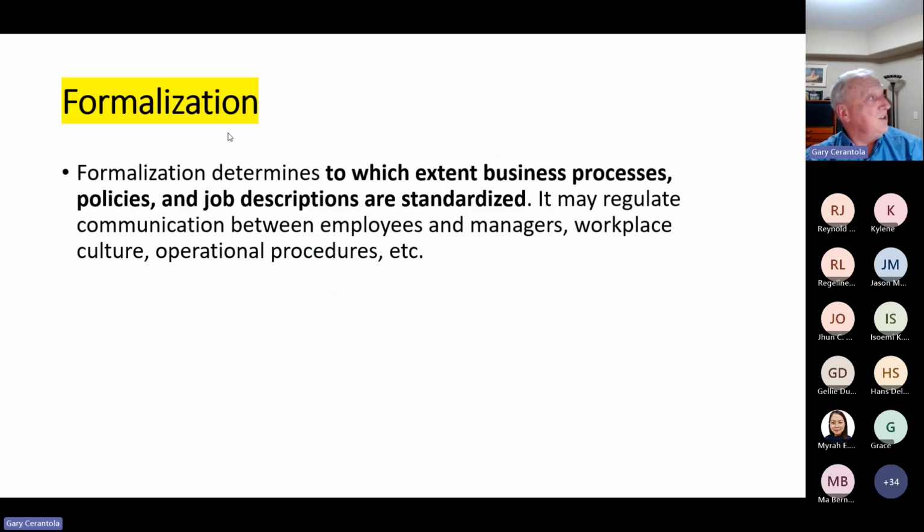I talked about formalization a lot. And this determines to which extent business processes, policies, procedures, job descriptions are all standardized. And again, the more centralized an organization is, the more the business requires standards, for safety and everything else, the more formalization you're going to find that supports that structure.